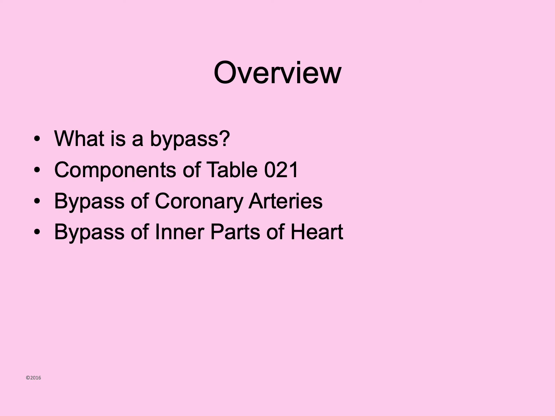Okay, so what are we going to talk about today? This is an overview. First of all, what is a bypass procedure? And then I'm going to talk about the components of table 021, which is the table we're going to talk about. Table 021 is medical and surgical, heart and great vessels, and then bypass procedures. We're going to take this table and divide it into two parts: bypass of coronary arteries, and then bypass of other parts of the heart, the atrium, the ventricle, the parts inside the heart or outside of the coronary arteries.